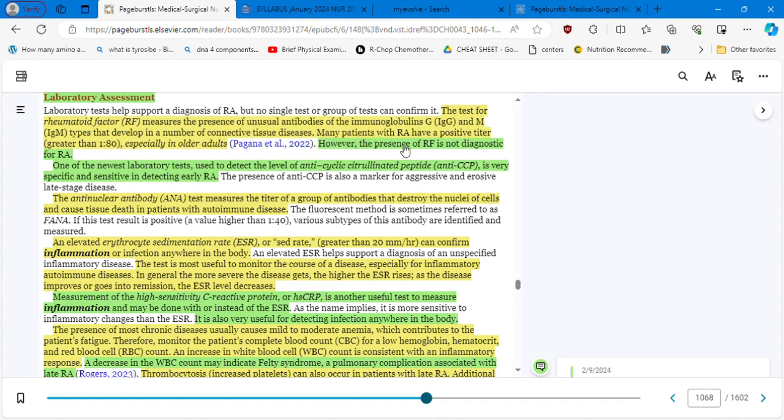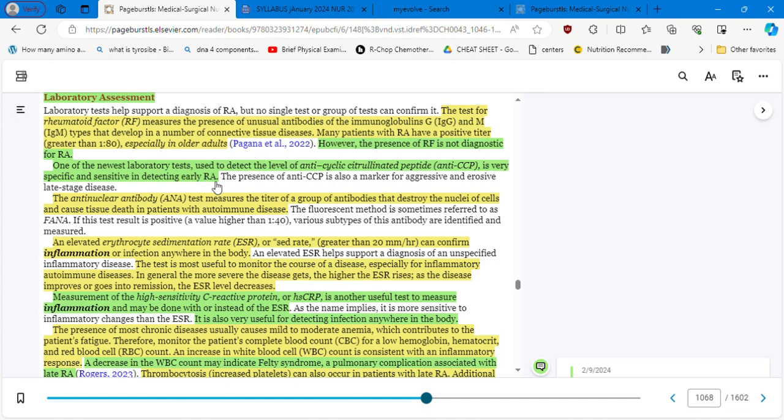Many patients with RA have a positive titer greater than 1 in 8, especially in older adults. However, the presence of the rheumatoid factor is not diagnostic for RA. Okay, it's important, but it's not the definitive test for diagnosis of RA. One of the newest laboratory tests used to detect the level of anticyclic citrullinated peptide, anti-CCP, is very specific and sensitive in detecting early RA.